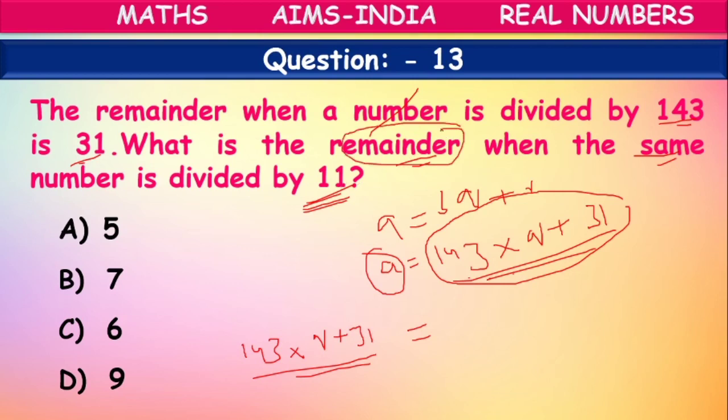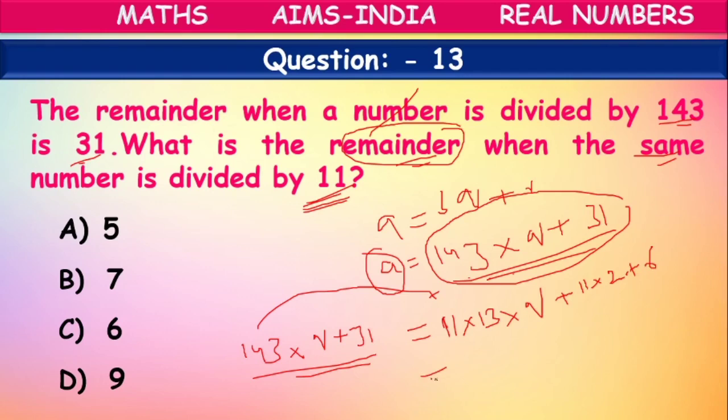So that we can find the remainder. So 143, how to write in terms of 11? So 11 into 13 we can write, 11 into 13 into Q. 31, how to write in terms of 11? 11 into 2, how much? 22, plus 9 we can write. 11 into 2 plus 9 we can write.